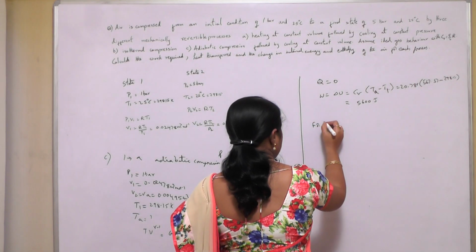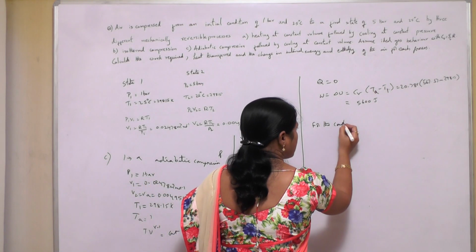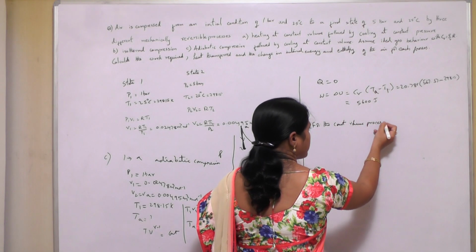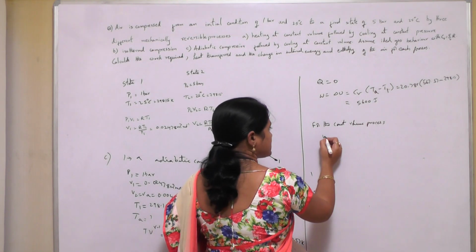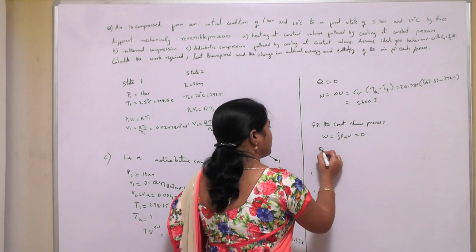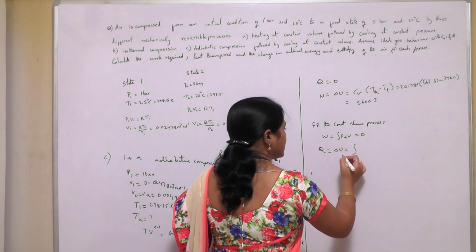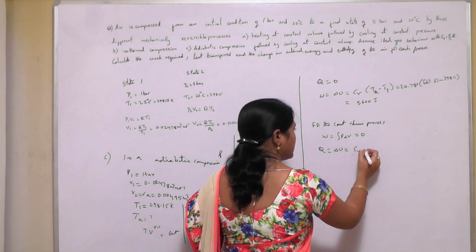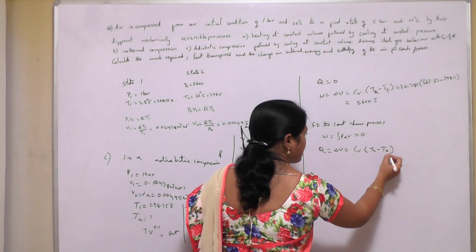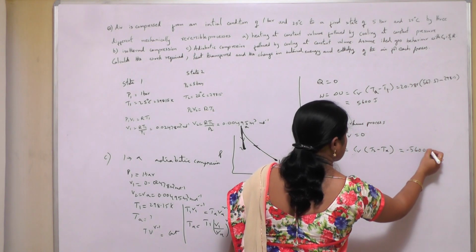Similarly, for the second part, that is the constant volume process, W equals the integral of PdV, that is 0, and for the constant volume process Q equals delta U, that is Cv (T2 minus TA). After substituting we get minus 5600 joules.